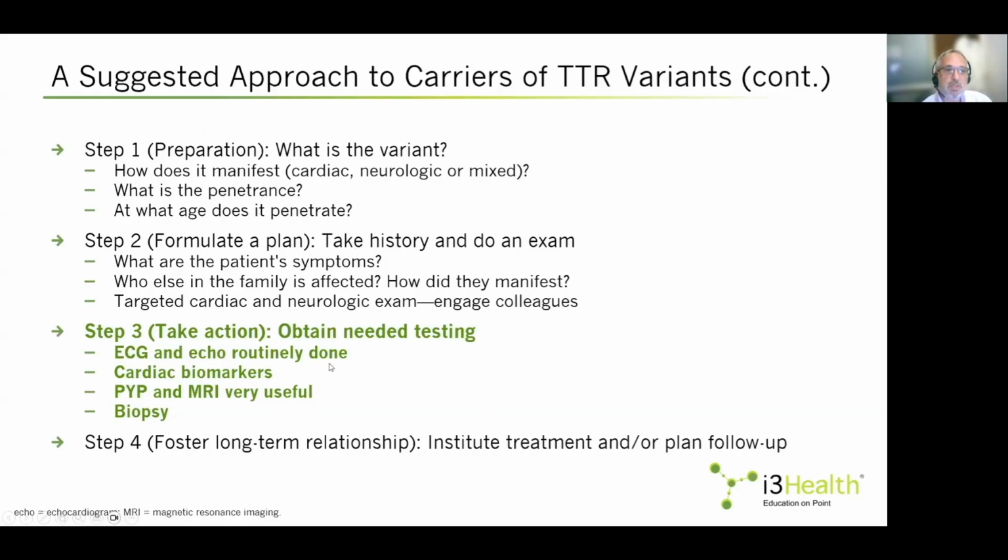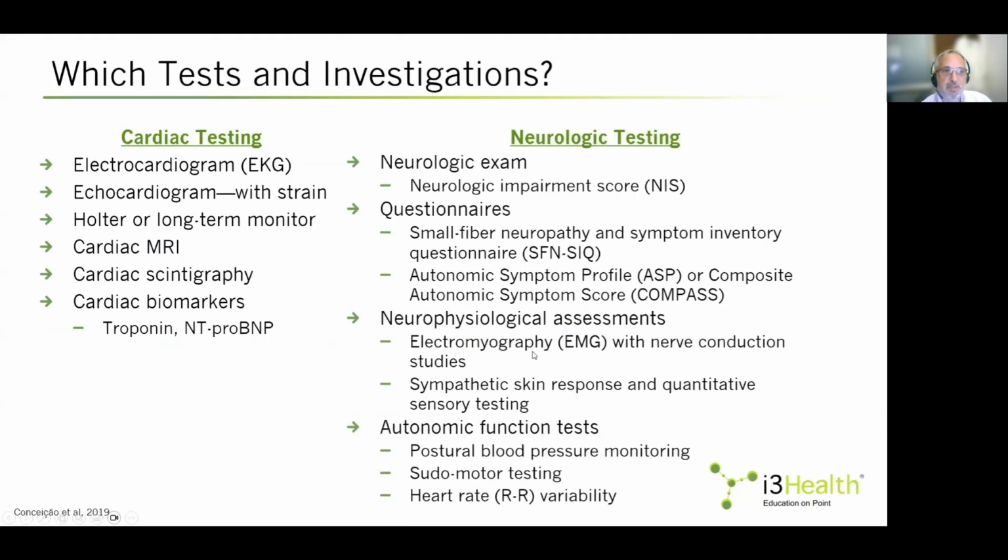condition. Third is after the examination, you need to follow up with standardized testing. We often do an EKG and an echo, cardiac biomarkers, and then depending upon their need and the particular variant, PYP and MRI, and maybe even go on to a biopsy. So again, cardiac testing, EKG and echo, particularly with strain, is important. MRI is quite useful to look at the phenotype and the structure and function of the heart, and delayed enhancement.